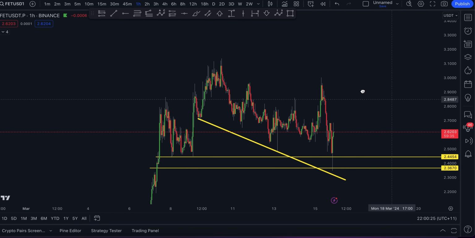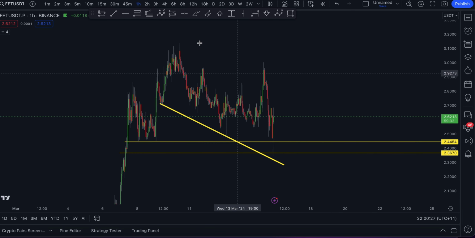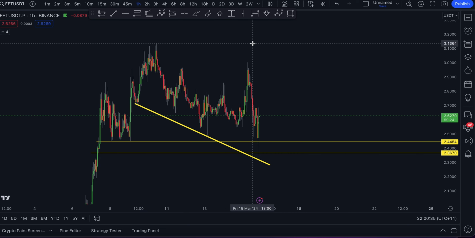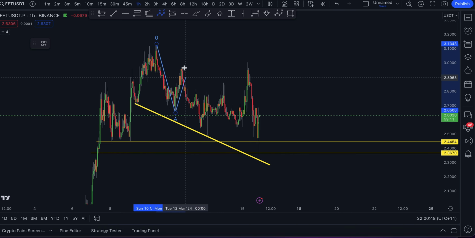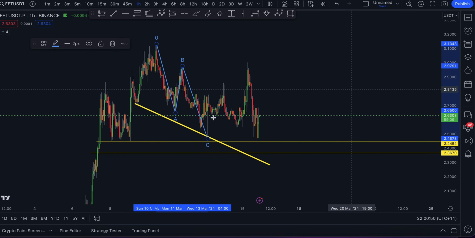First of all, we need to understand that corrective waves can be complex. Okay, it's not easy to count every single time. So unless you have your command on it, I won't really. I mean, you can try, but don't really rely on it. As we can clearly see here, we've made some type of a B and a C type of a correction over here, right?